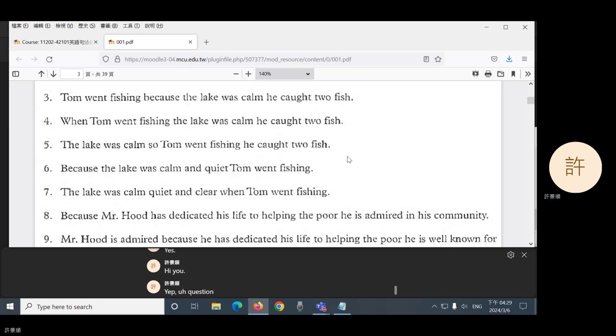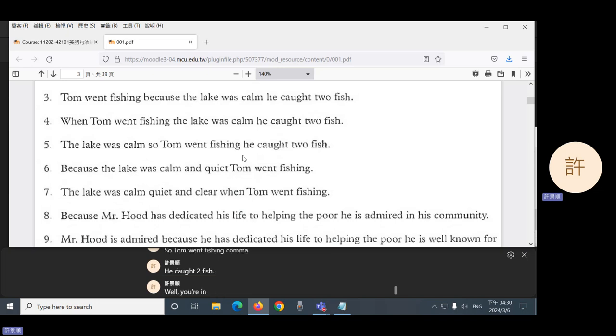Question 5. Should we fix this? How should we fix this? Comma, where? Sorry, I didn't hear you. Where? Behind fishing. So Tom went fishing, comma, he caught 2 fish.